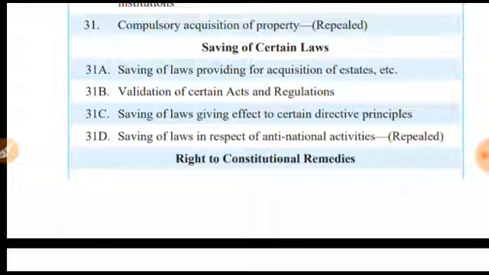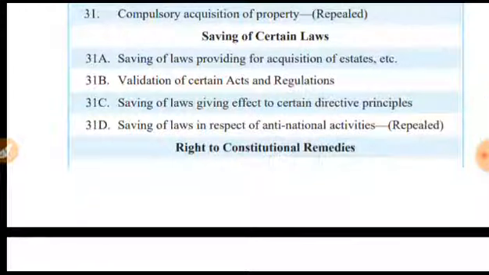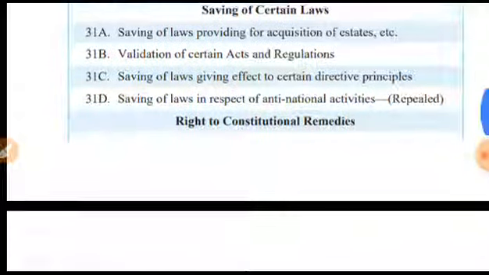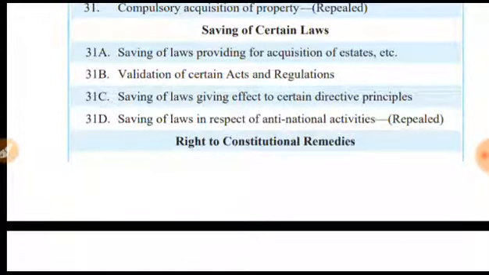So Article 31A is saving of laws providing for acquisition of estates. 31B is validation of certain acts and regulations. Please remember validation of certain acts and regulations under Article 31B, and Article 31C, saving of laws giving effect to certain directive principles. 31D is saving of laws in respect of anti-national activities, repealed.